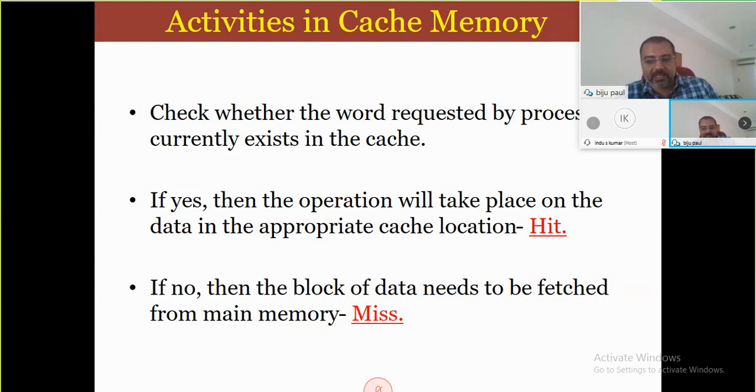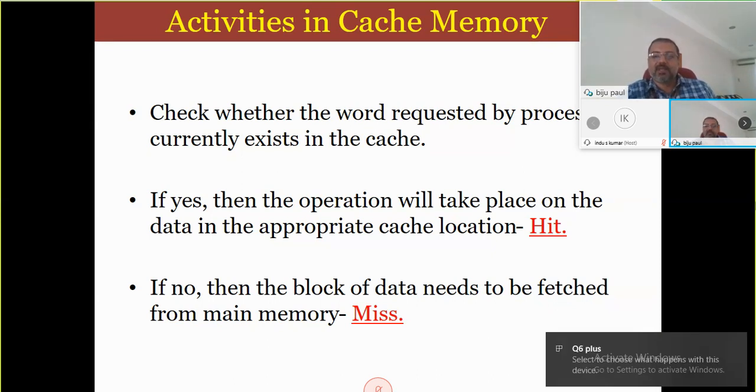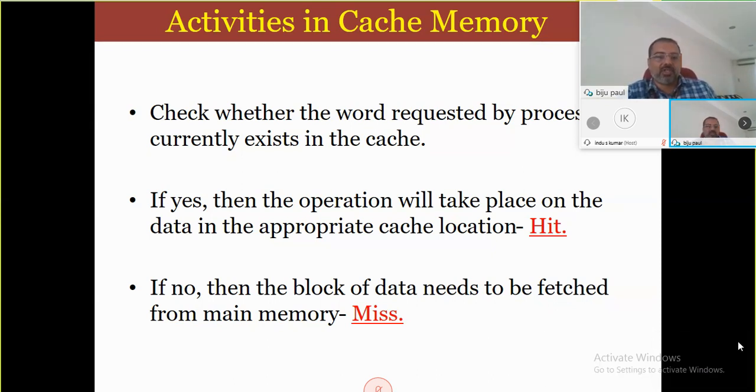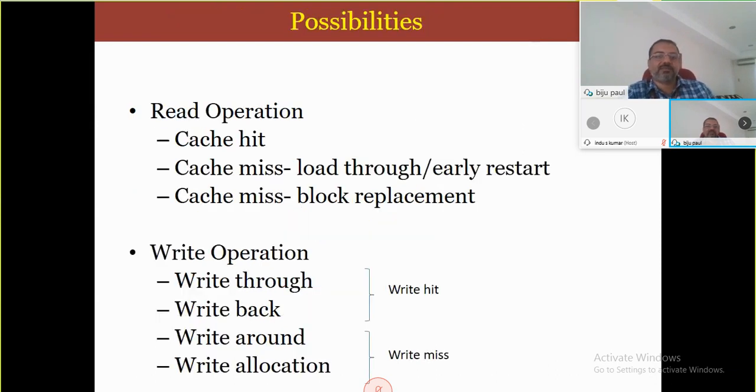So hit and miss means whatever is being searched by the processor, if it is there in the cache, that is called a hit. Whatever is searched, if it is not there in the cache, that is called a miss. Okay. What are the different possibilities with this hit and miss? With read and write operation. Let's start with the read operation.